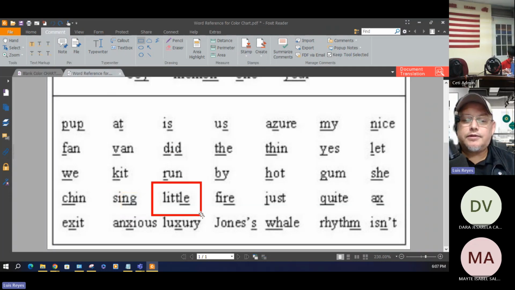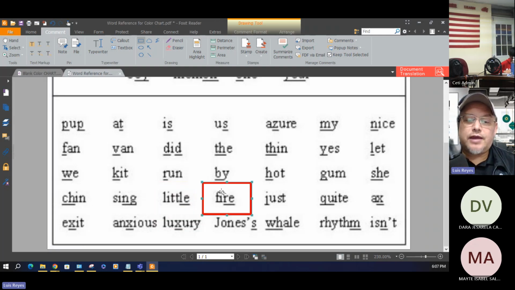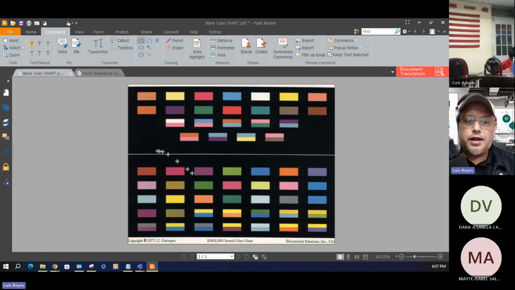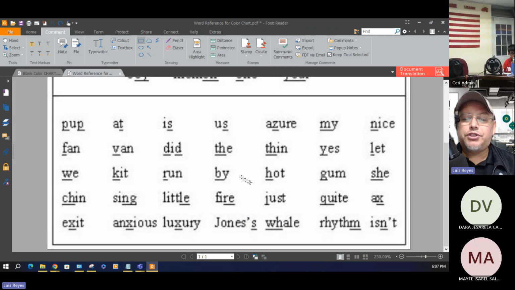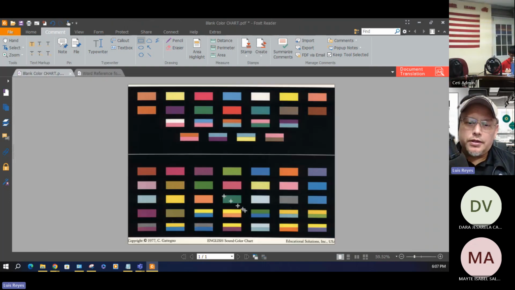Then we have little, and the sound is ul. And the sound is here in yellow and blue, ul. Fire, the sound is yer. And this is the position, yellow and orange, yer. Then we have just, pronounced just, and we have a j at the beginning, j. And that is the sound we identify here in green and blue, j.